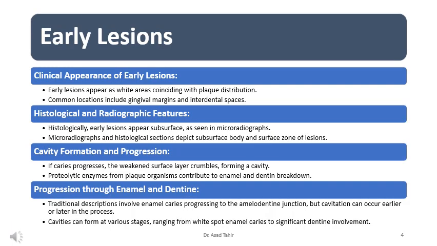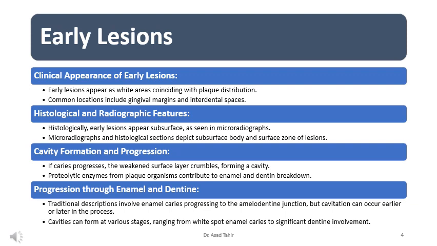Clinical appearance of early lesions. Early lesions appear as white areas coinciding with plaque distribution. Common locations include gingival margins and interdental spaces. Histological and radiographic features. Histologically, early lesions appear subsurface, as seen in microradiographs. Microradiographs and histological sections depict the subsurface body and surface zone of lesions.